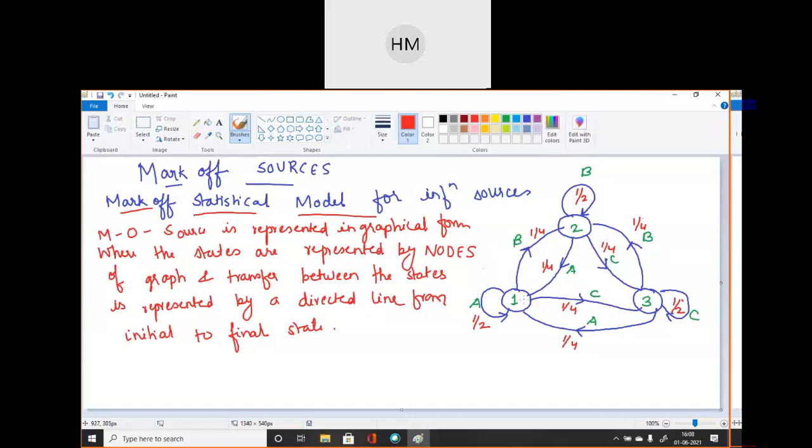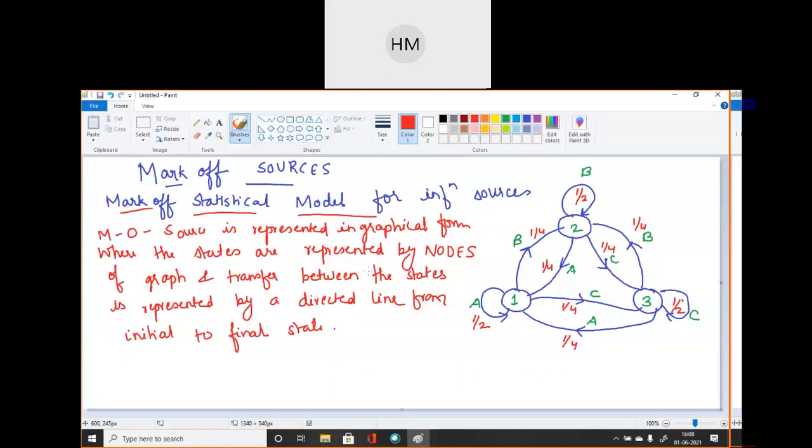And transfer between the states. These are the states 1, 2, and 3, and transfer between these states is represented in the form of directed lines. You can see the signal is going from one node to another node to a third node. It can move, it can propagate, to and fro communication can take place. Okay, so this is my Markov statistical model, how it is represented.